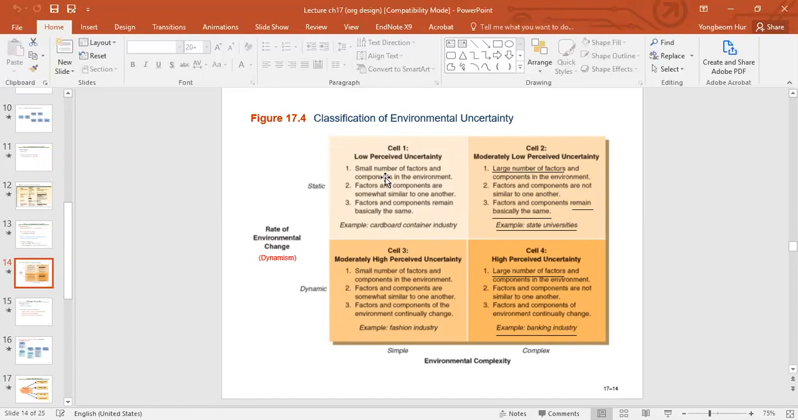So compared to this, when you look at cell four, an example of this is the banking industry. They have to keep track of a consistently changing environment. So they may set aside resources and human resources for doing the job, and the different kinds of factors are affecting the banking industry. So the way they structure their organization is very different from the way organizations are structured in the cardboard container industry. Okay, so obviously environments have a huge effect on organizational structure.